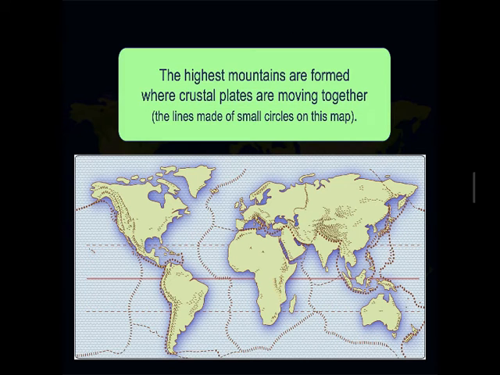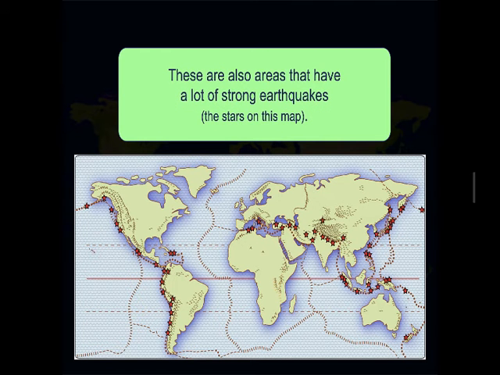The highest mountains are formed when crustal plates are moving together. These lines are indicated by small circles on this map. There are also areas that have a lot of strong earthquakes. Earthquakes are represented by stars on this map.